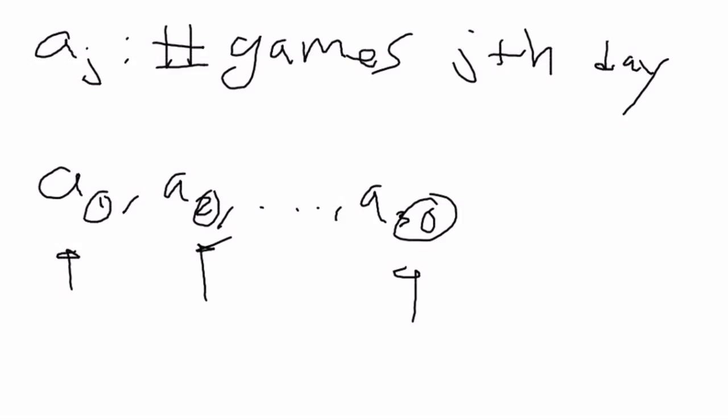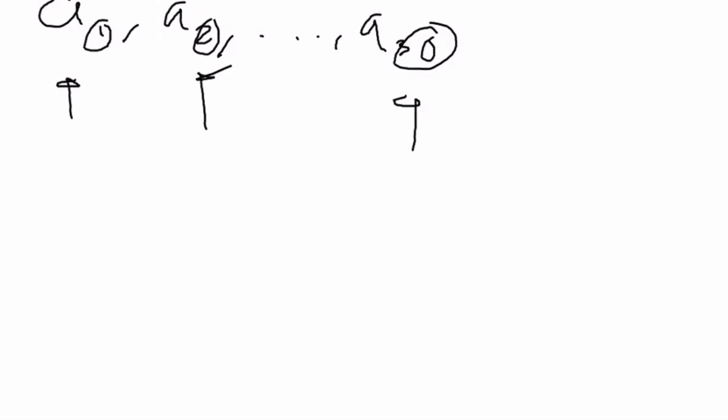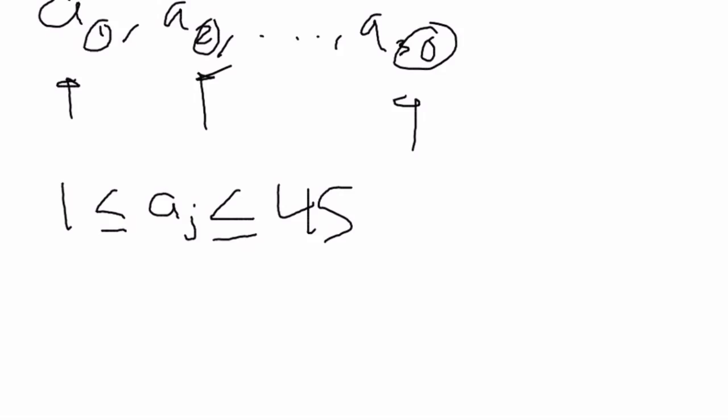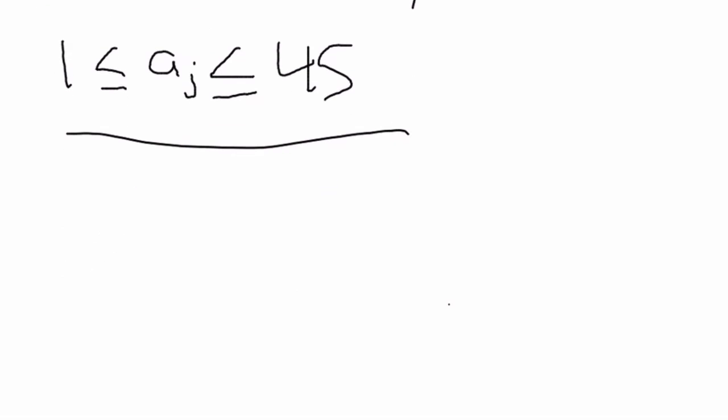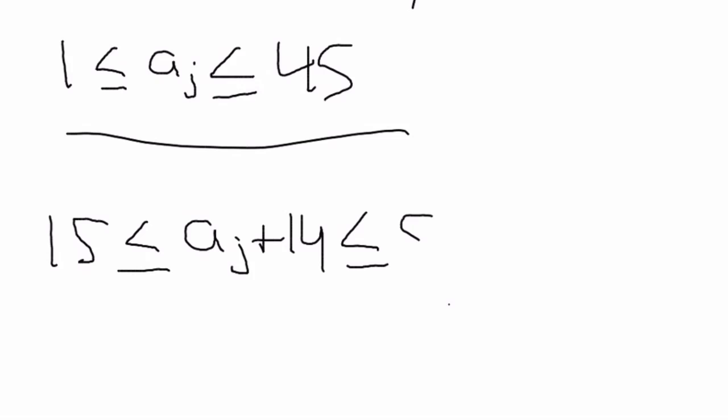Now we know, because of the restrictions above, that 1 is less than or equal to a sub j, which is less than or equal to 45. Now if this is the case, we have an inequality, so we can add an integer to all of the sides. If we add 14, we get that 15 is less than or equal to a sub j plus 14, which is less than or equal to 59.